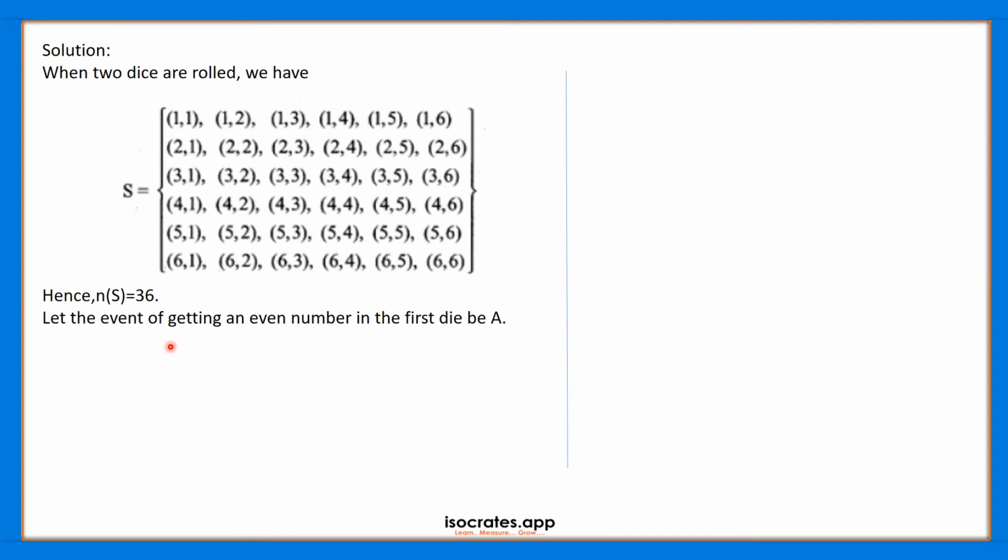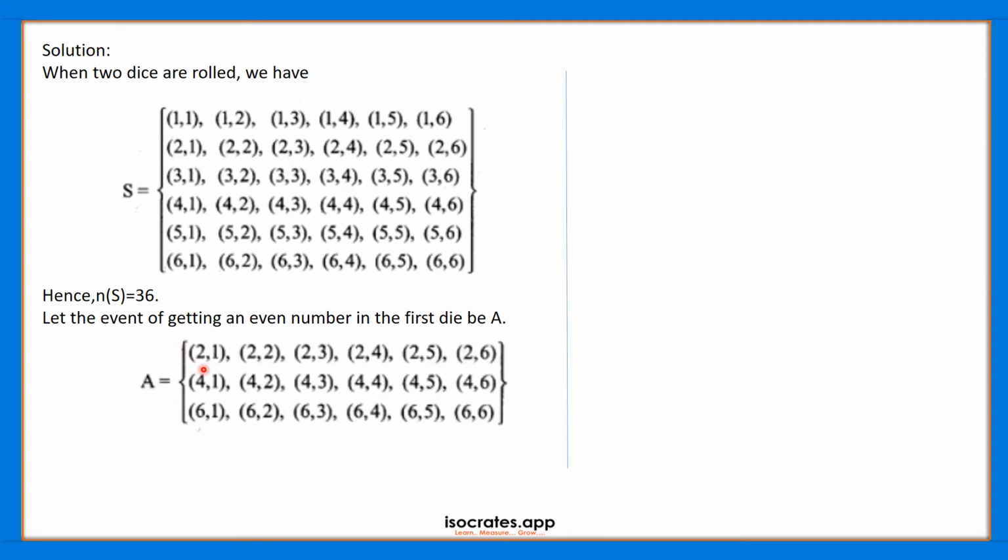Our A is nothing but (2,1), (2,2), (2,3), (2,4), (2,5), (2,6), (4,1), (4,2), (4,3), (4,4), (4,5), (4,6), (6,1), (6,2), (6,3), (6,4), (6,5), and (6,6). When we look at our A, we are able to find that 2, 4, 6 are all even numbers and they appear on the first die. So our n(A) is equal to 18.